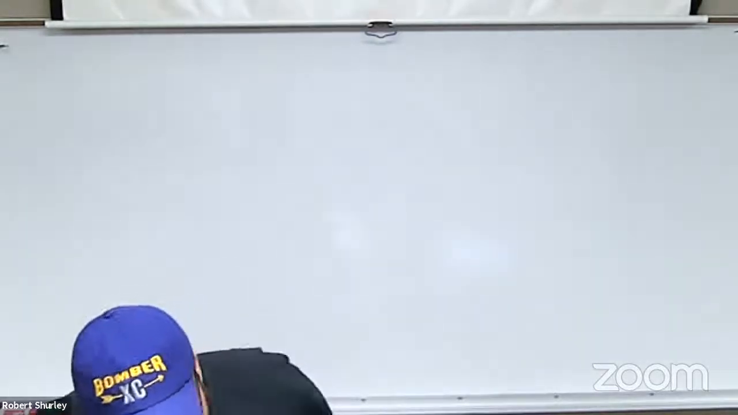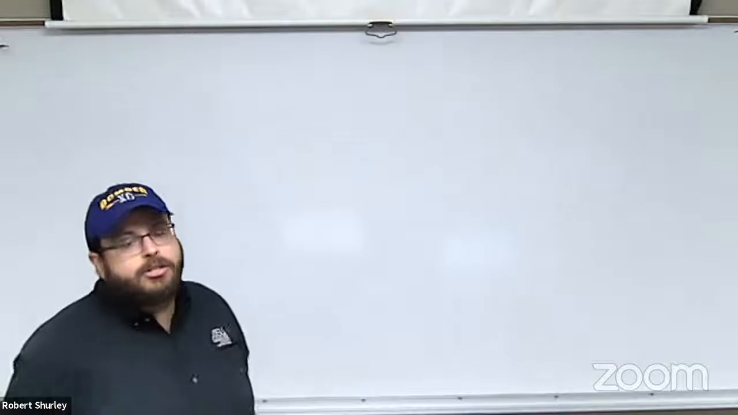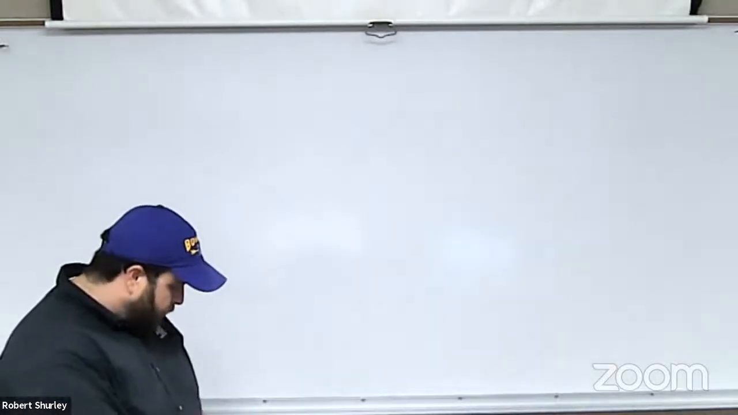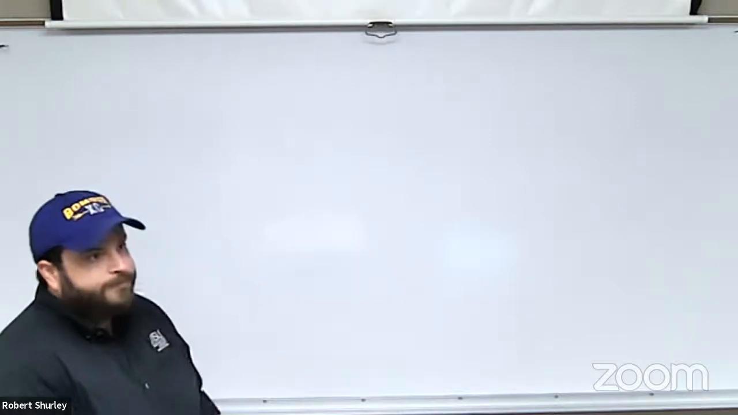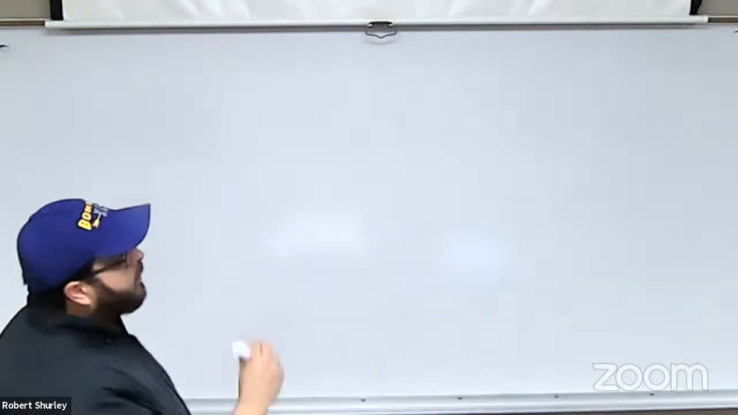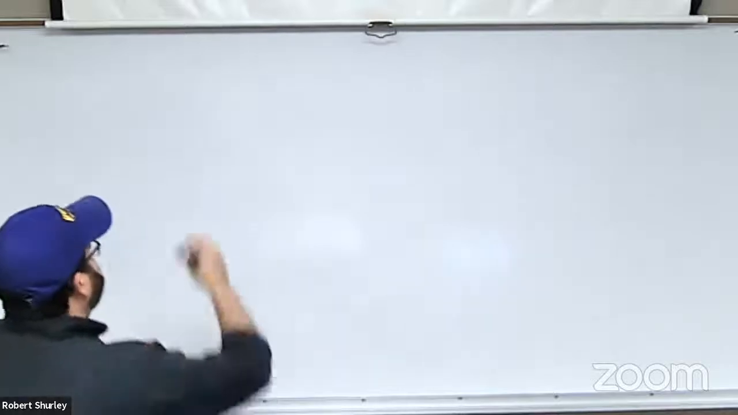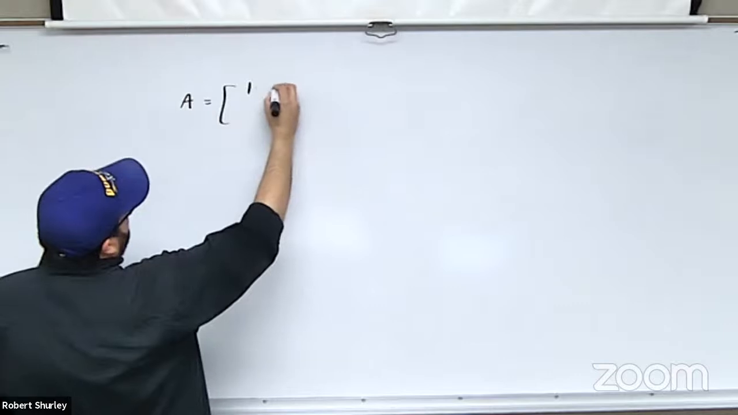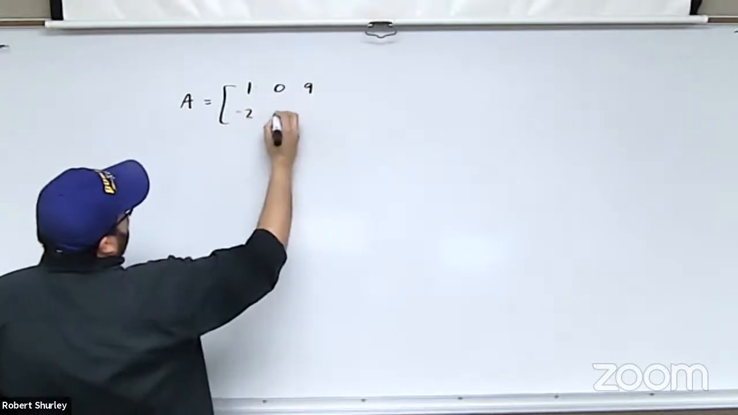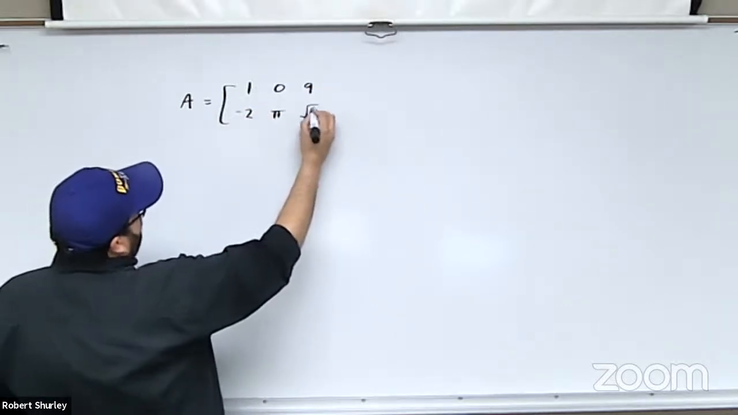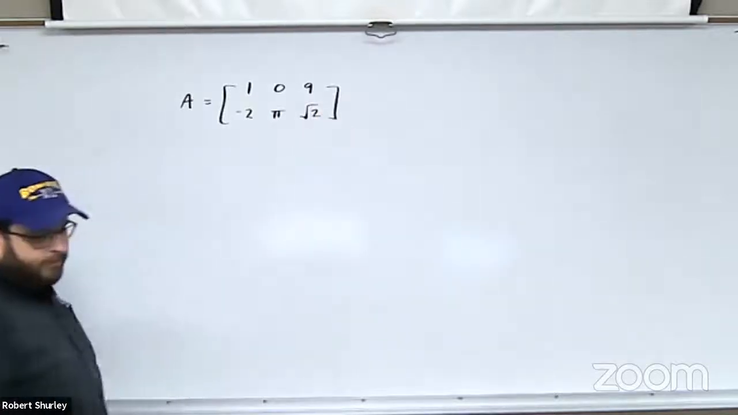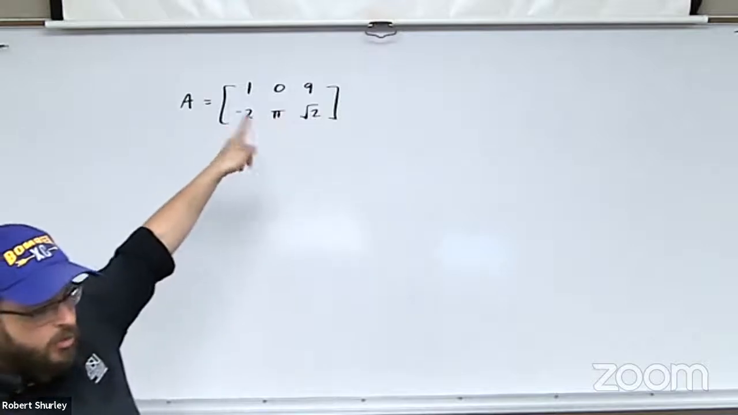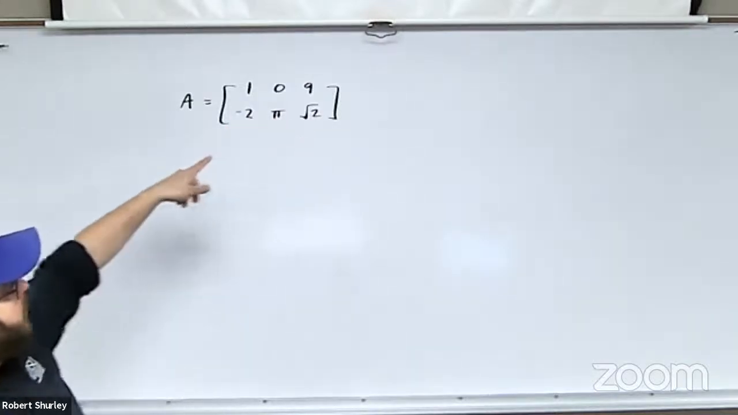Section 6.3 starts with the matrix notation, which we've talked a little bit about already. So let's look at this notation. Let's define a matrix. We'll call it matrix A, and it'll be 1, 0, 9, -2, pi, and square root of 2. Why not? So we've got this matrix A: 1, 0, 9, -2, pi, square root of 2.